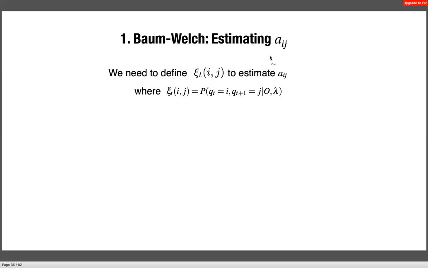But what's the problem? The problem is that I don't have access to information about which states are traversed, because these states are hidden. I don't know the state sequence, which is why I need to define this quantity psi, which gives me the probability that at time step t I was in state i, and at time step t plus 1 I was in state j, given my observation sequence and the HMM parameters.